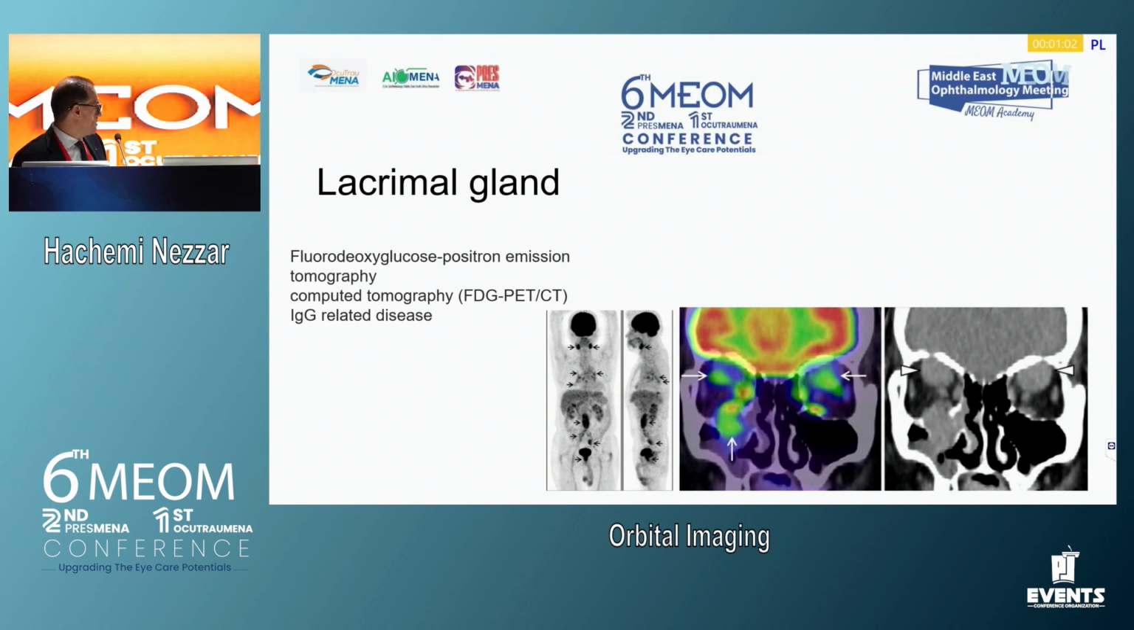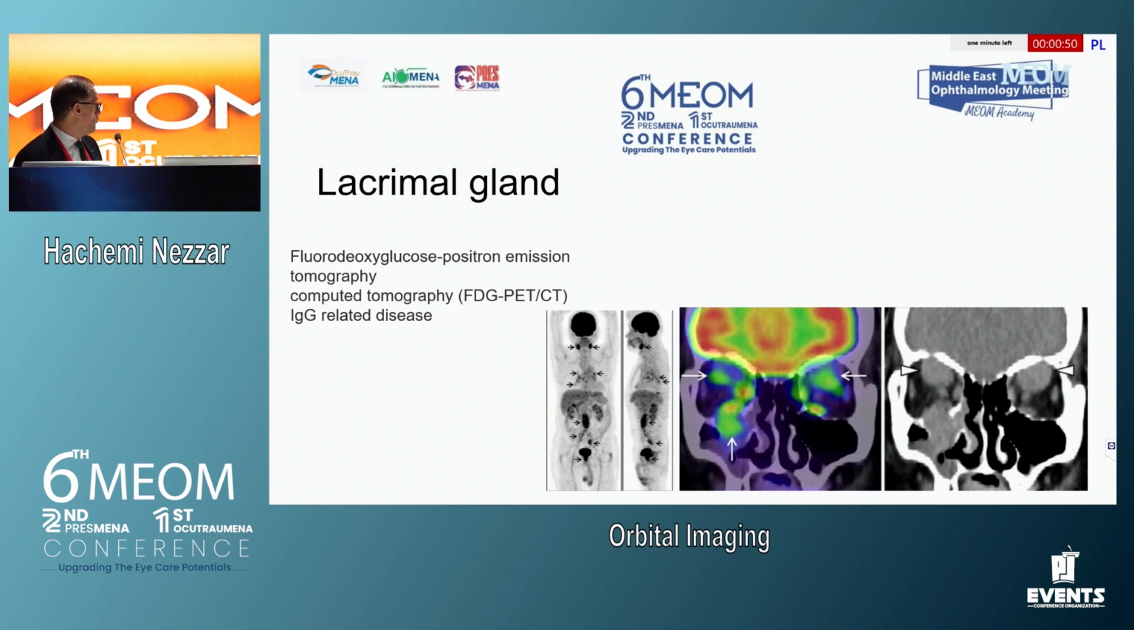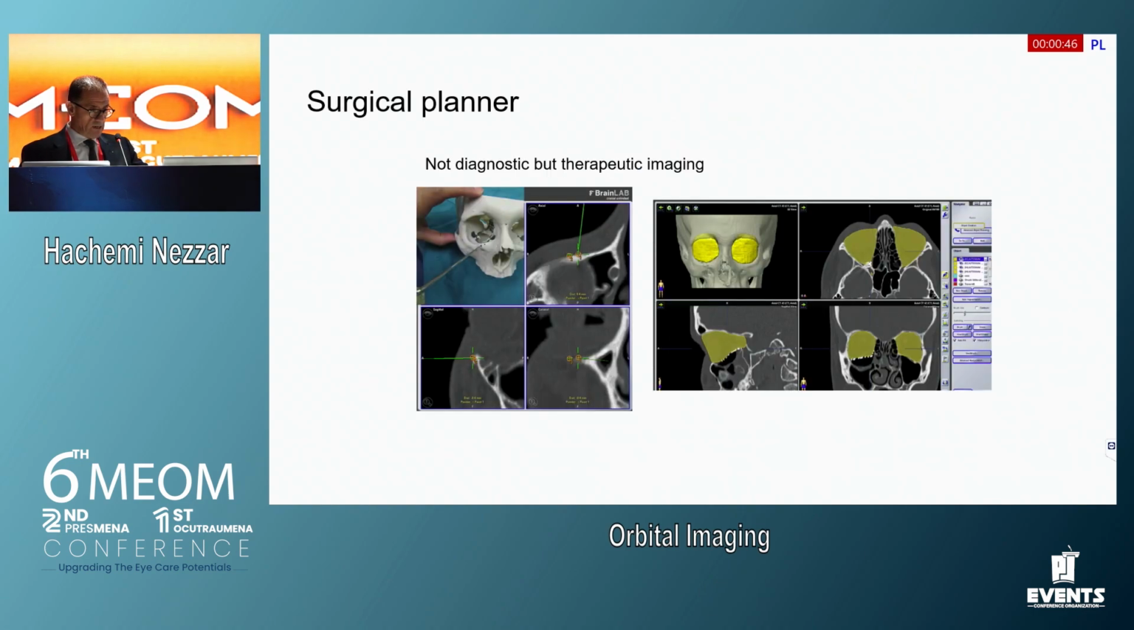We don't usually request it, but when you have a patient, for example here with IgG4 disease, you want to know whether it is only the lesion that you have seen in the CT scan or the MRI that is the IgG4 mass, or you can evaluate the full body and the full face of the orbit with a PET scan.